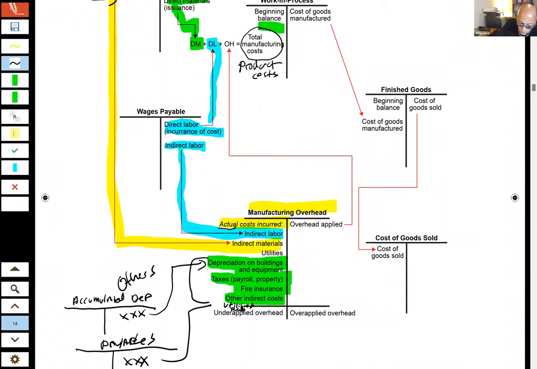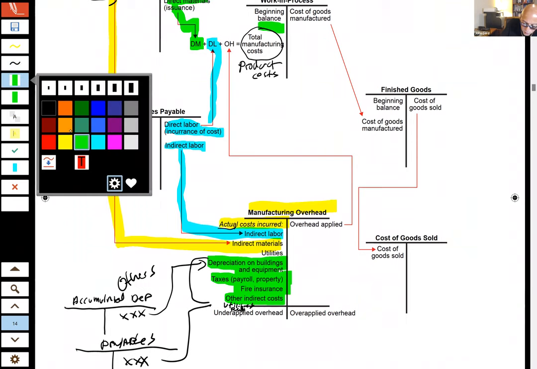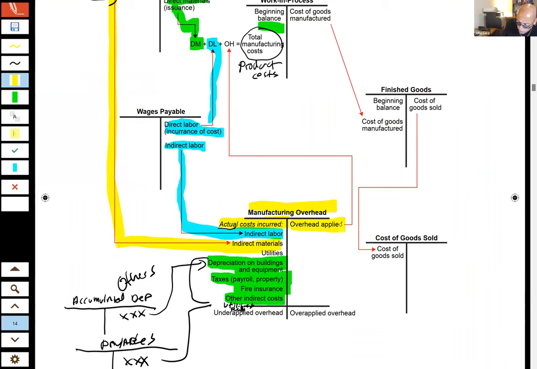So now we go ahead and use the predetermined overhead rate. The predetermined overhead rate is the estimated total overhead divided by the estimated driver, say direct labor hours, whatever that is, right? And based on that predetermined overhead rate, we will then apply the overhead to our work in process using that predetermined overhead rate.